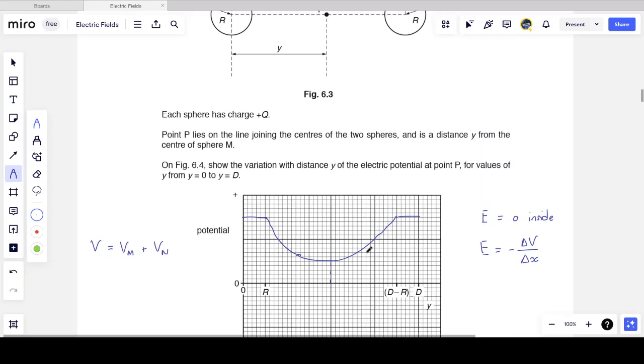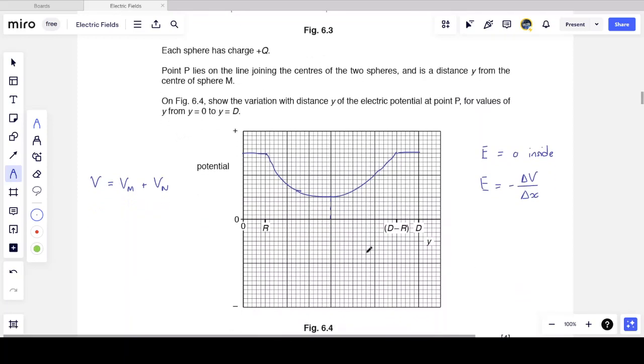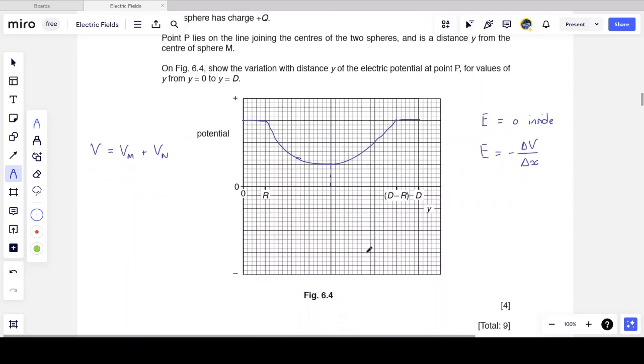And the maximum potential at the surface of n is the same as the maximum potential at the surface of m. And that's again because of symmetry and because they have the same charge q. And so this would be the graph of potential against distance from 0 to point D. We have to include the horizontal straight line for inside the spheres. Remember, these are not point charges. And the potential inside a sphere will always be constant.